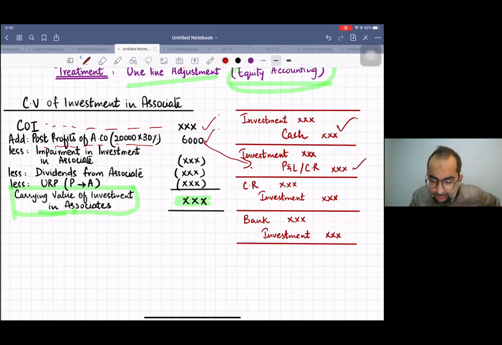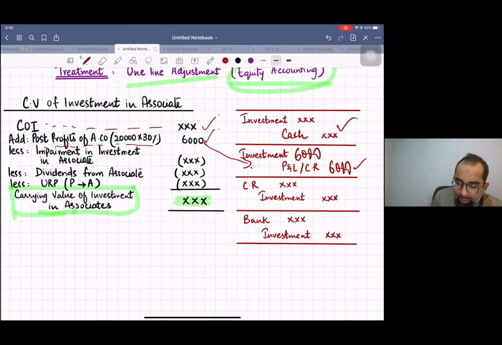So what will be the entry? See, this is the entry. Let me make it with the numbers. So the entry will be debit 6,000 and credit P&L or CR. If it is a SOCI question, then P&L. If this is an SOFP question, then adjust it in CR.